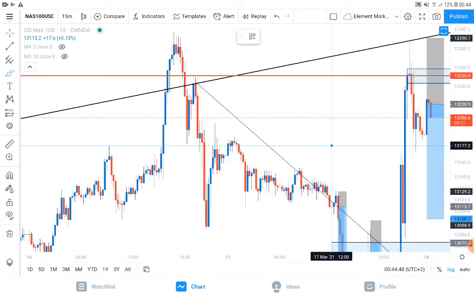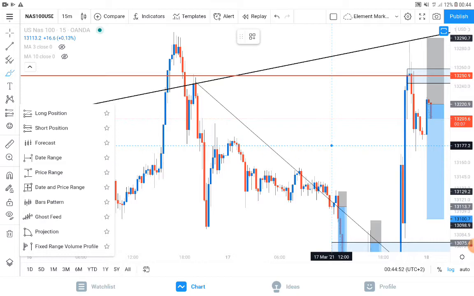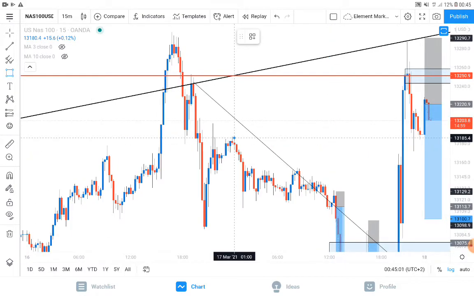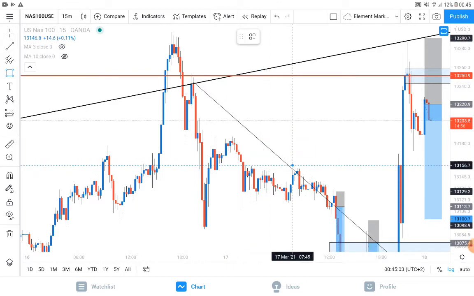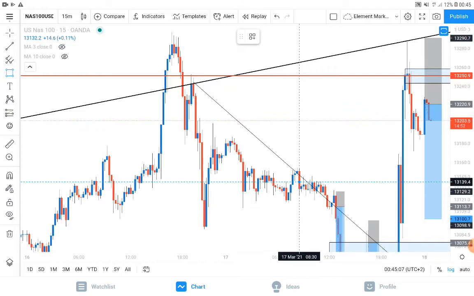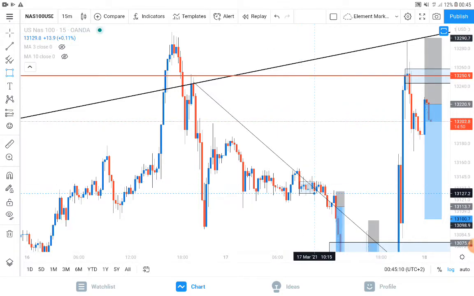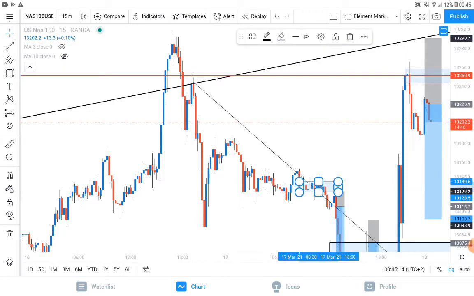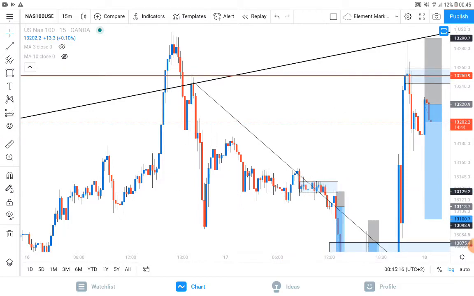So this morning we had this consolidation area. I'm going to draw a box around it so you can see what I mean where the consolidation was. The consolidation box was literally this little box right there. So that was my consolidation box this morning.